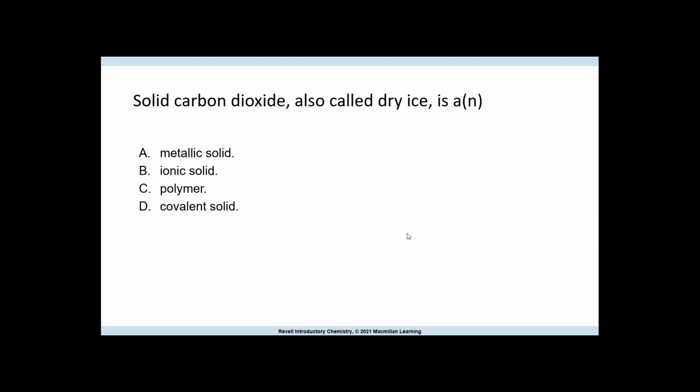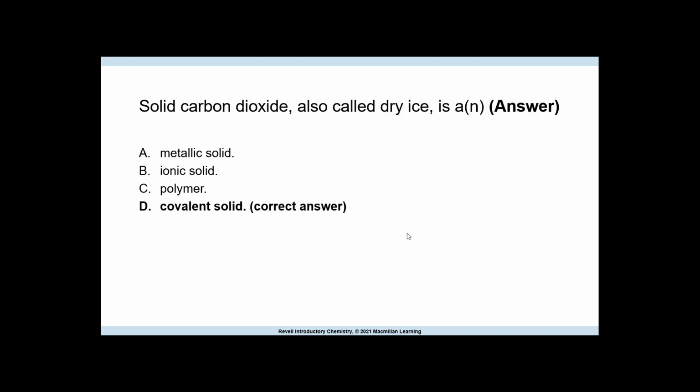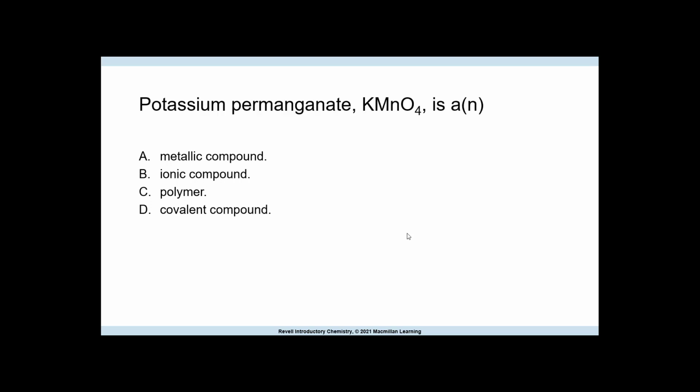Solid carbon dioxide is also called dry ice. It is a covalent solid. Remember, covalent, these are non-metals. That's covalent bonds. It's carbon dioxide. And yes, dry ice, that's what CO2 is. So when you see it sublimating, it is releasing the CO2 as a gas.